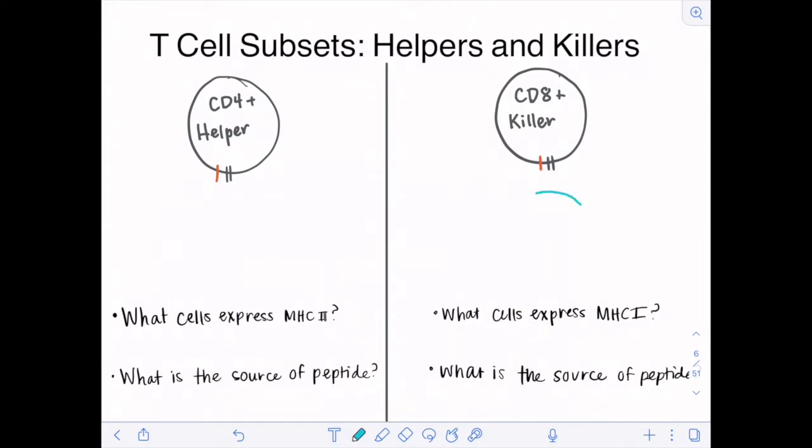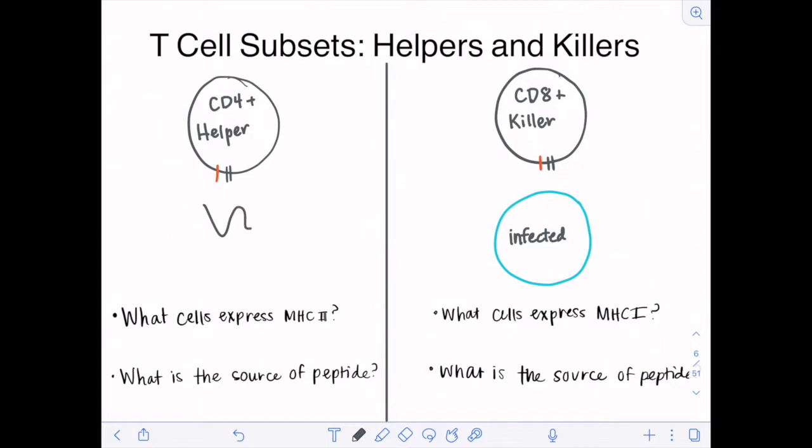So I'm going to change the color here and depict it in blue. Okay, this is going to be our infected cell. All right, and this is direct killing. On the other hand, CD4 positive T cells are going to help other parts of the immune system to do their jobs better. So they don't directly kill cells. They're not helping the infection in any way. They're helping the immune system.